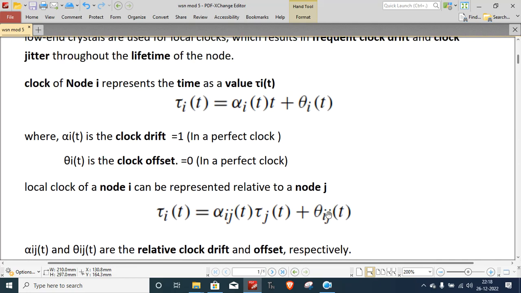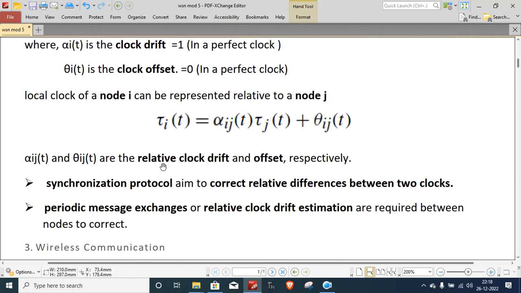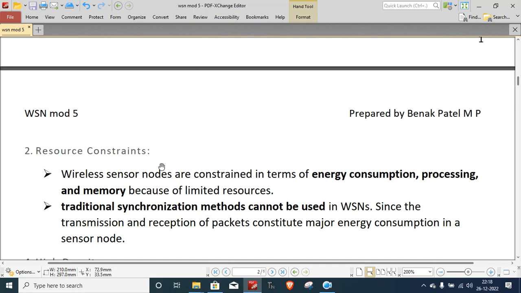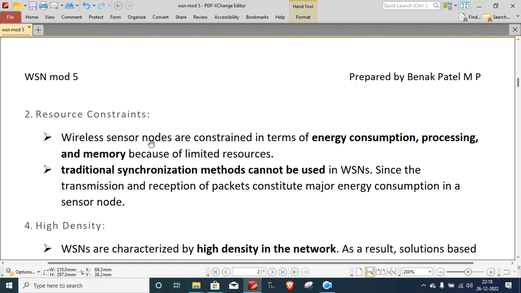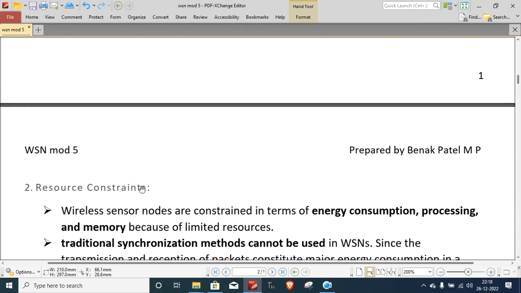So that's about low cost clocks. Then we have resource constraint. Wireless sensor nodes are constrained in terms of energy, processing and memory because of limited resources. Traditional synchronization methods cannot be used for wireless sensor networks since transmission and reception of packets constitute major energy consumption in sensor nodes. So the traditional way of doing timing synchronization won't work with the wireless sensor network.